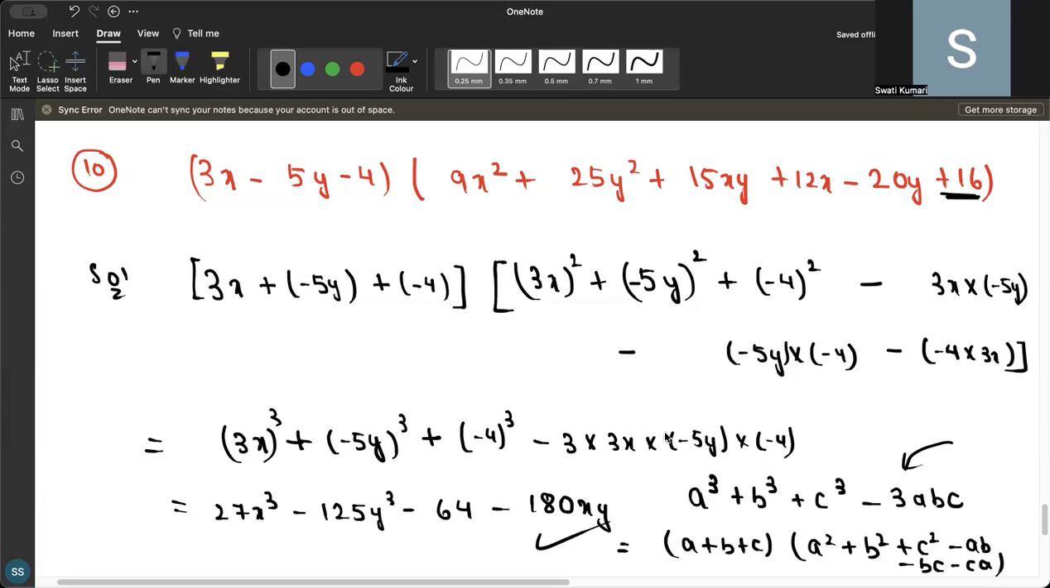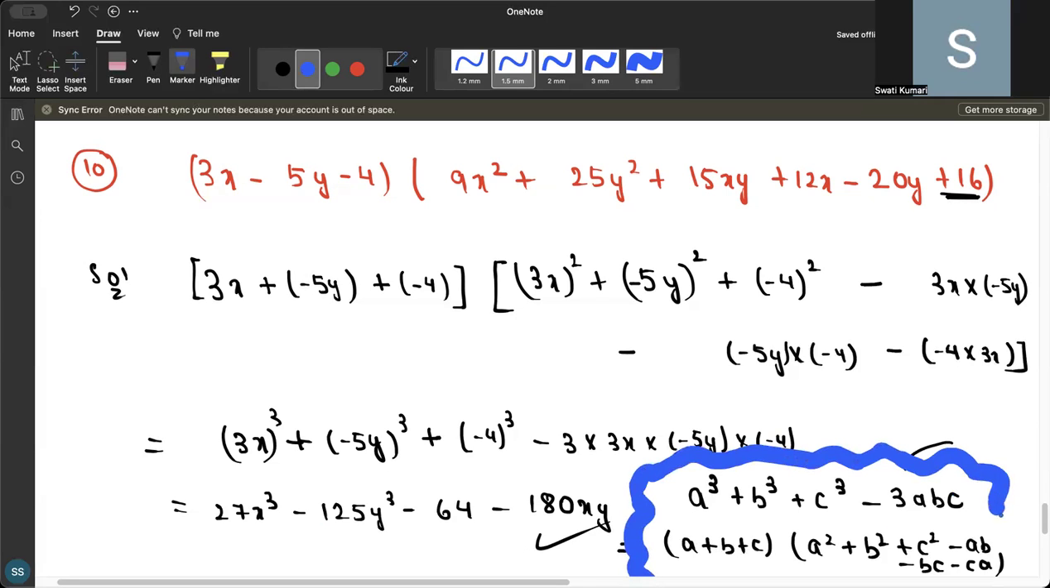And here we have used a very different formula, which is again very uncommon. Mostly we don't use this formula, but you can write down this formula. A cube plus b cube plus c cube minus 3abc is nothing but a plus b plus c into a square plus b square plus c square minus ab minus bc minus ca. And that's the end of this video.